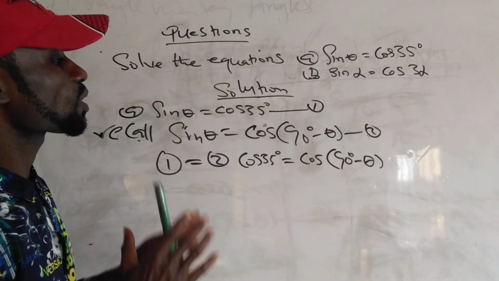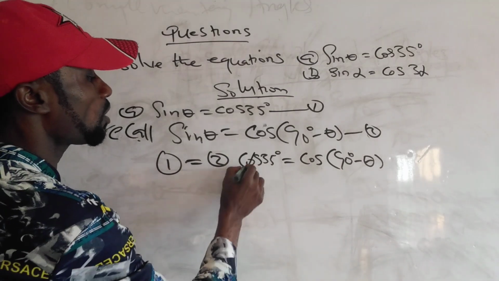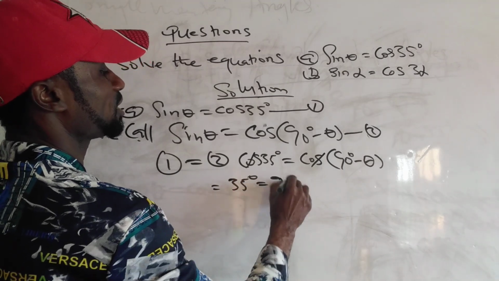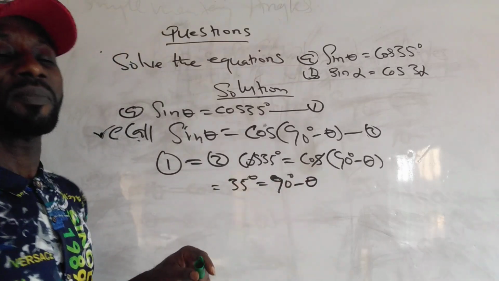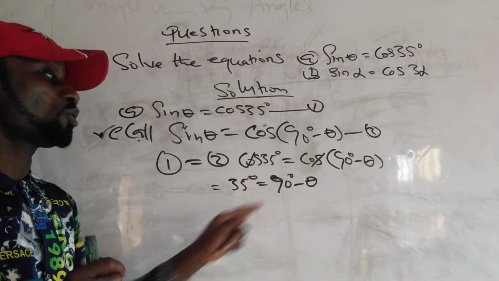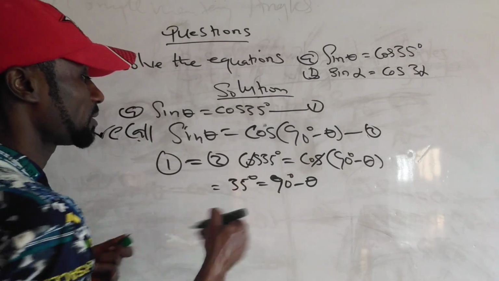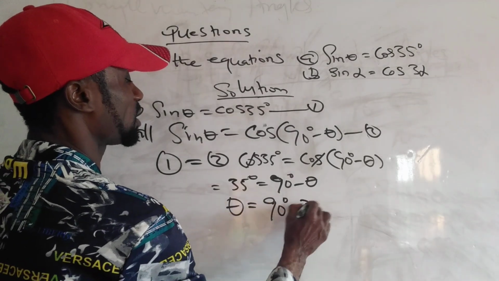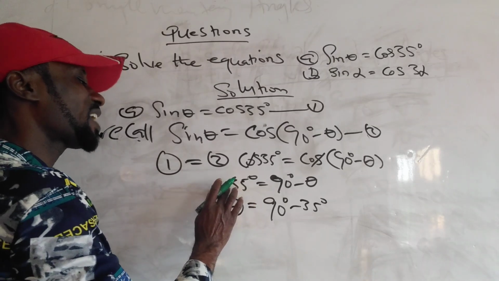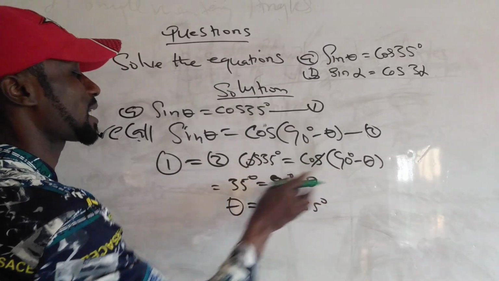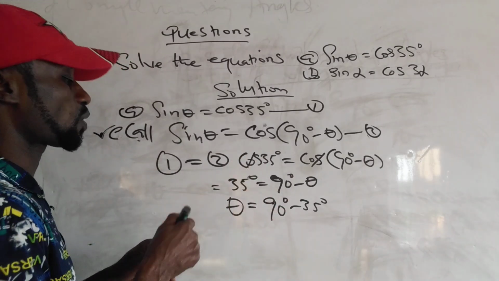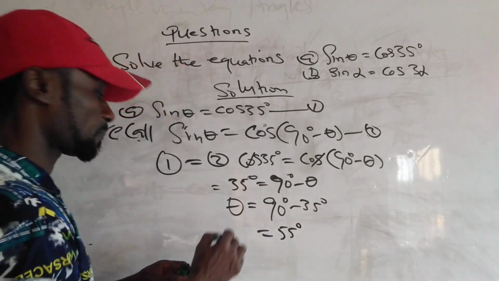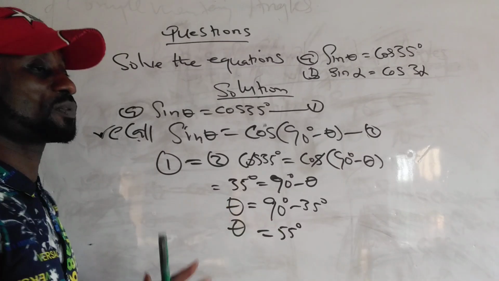With this, we can easily say cos takes away cos, and you end up having 35 degrees is equal to 90 degrees minus theta. In this equation, take note, the target is to look for the value of theta. So theta will be made the subject of the equation by saying 90 degrees minus 35 degrees. When a positive sign crosses the equal sign to the other side, it becomes negative. If the negative sign crosses, it becomes positive. So this minus this gives you 55 degrees. That means theta is equal to 55 degrees.